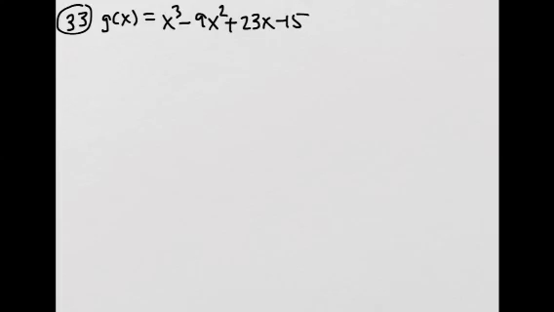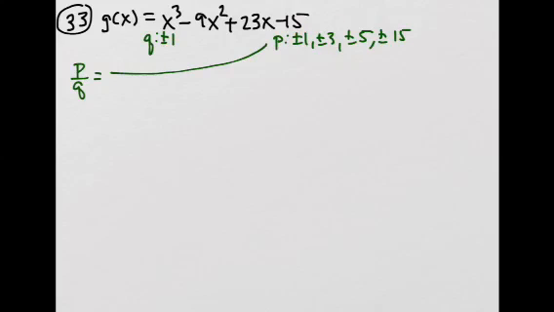Okay, so 33 does not factor by grouping, with the little box, or by grouping method. So we're going to have to do P's and Q's. So Q is plus or minus 1, and P is plus or minus 1, 3, 5, and 15. Because Q is just plus or minus 1, P over Q is going to end up being this list right here.